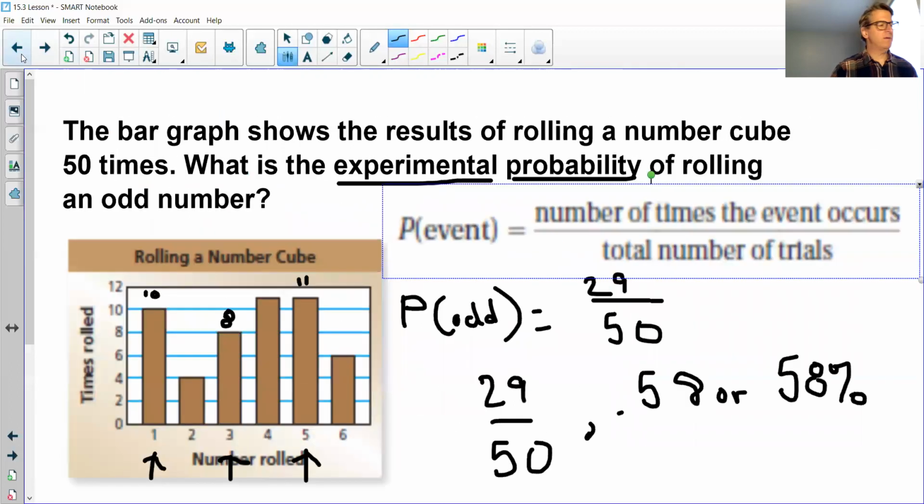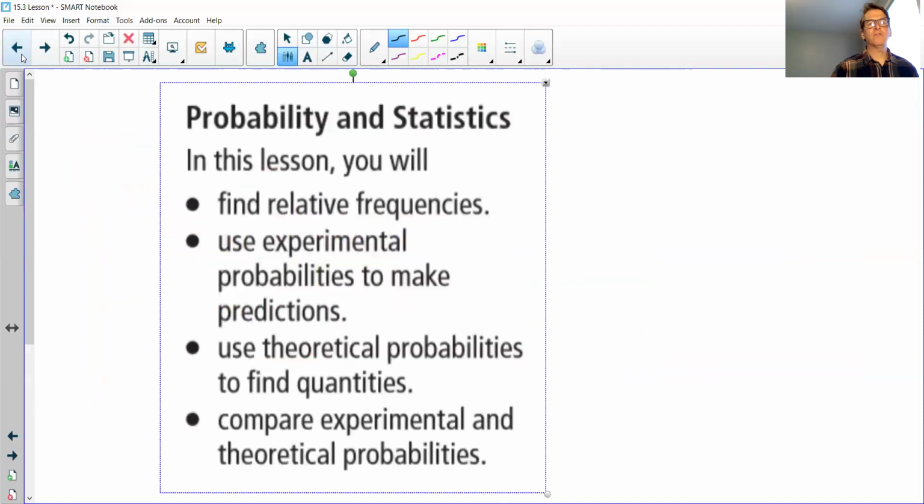So that was the lesson on 15.3. Hope you found it beneficial. And we covered all these ICANs today: found relative frequencies, used experimental probabilities to make predictions, and compared that to theoretical probabilities. So that's the lesson for today.